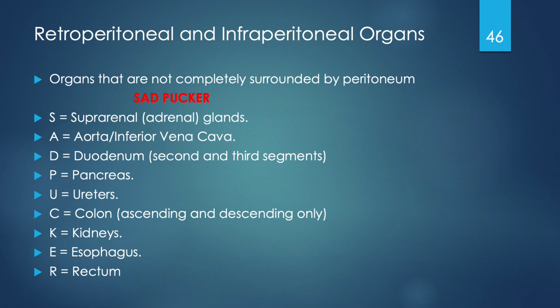And we also have a portion of the colon, specifically the ascending and the descending. And so the ascending is on the right, and the descending is on the left, okay? And then we have the esophagus, which is what takes food from your mouth and throat down to your stomach, and the rectum, which is the most distal point of our digestive system.